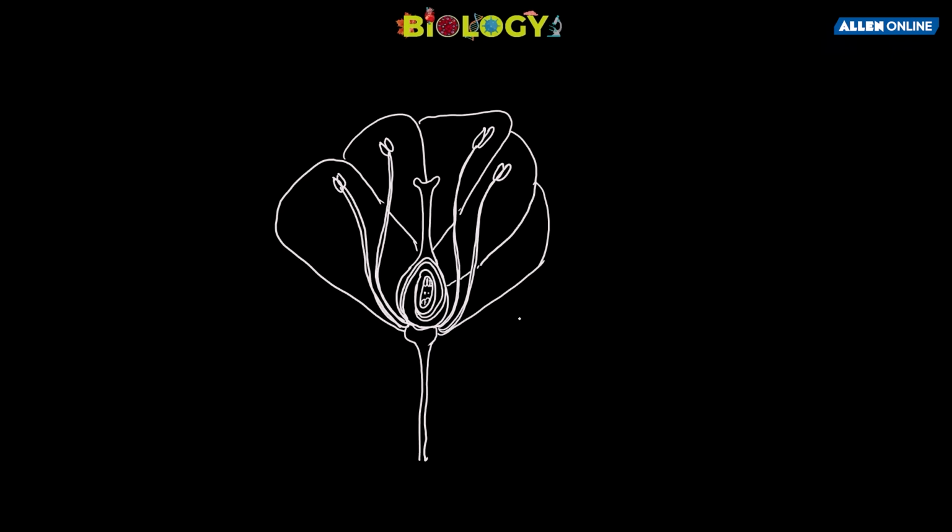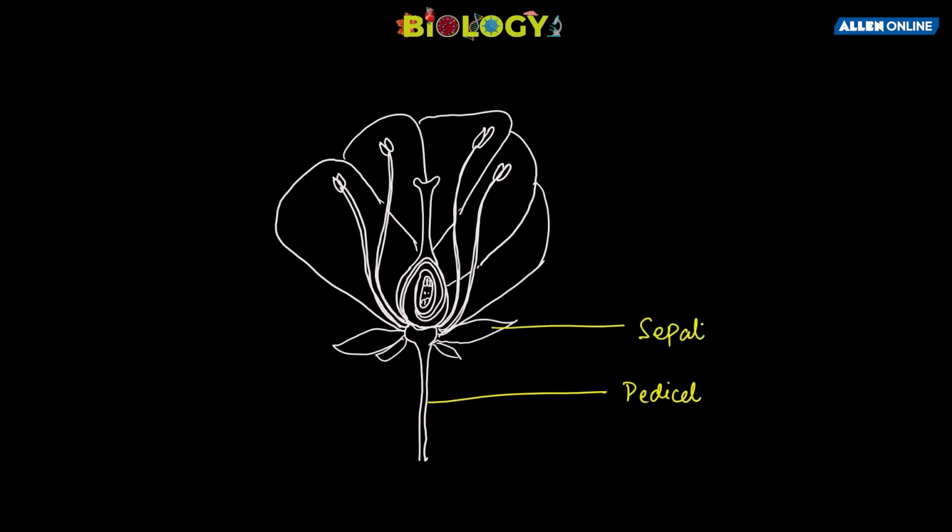Okay, and now we are going to draw the outer green structure, that is the sepals. Okay, and that is how the structure of the flower will be drawn. And now we are going to start with the labeling part. So we are going to label the stalk first, that is the pedicel. Now we will label the green leaf-like structure, the sepal. Then we will label this ovule. Now the swollen part, that is the ovary.